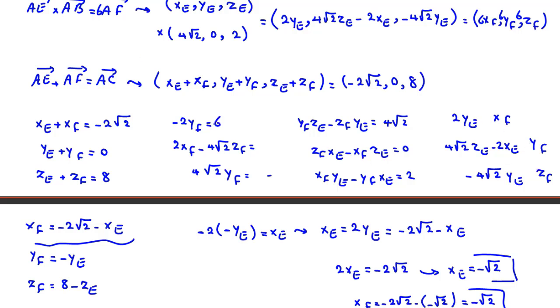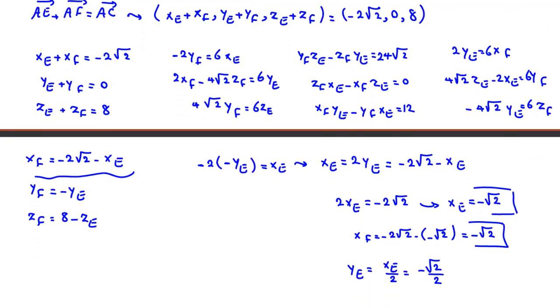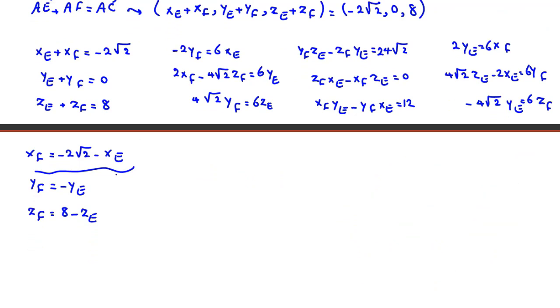So let's write. It will be 6xe, 6ye, 6ze. Here it will be 6xf, 6yf, 6zf. Here, 24 multiple 12. Now that we know these things, let's calculate again. Let's use this one and this one.